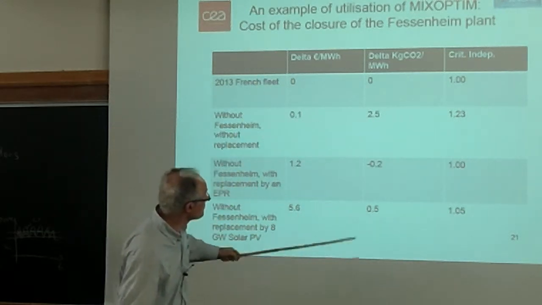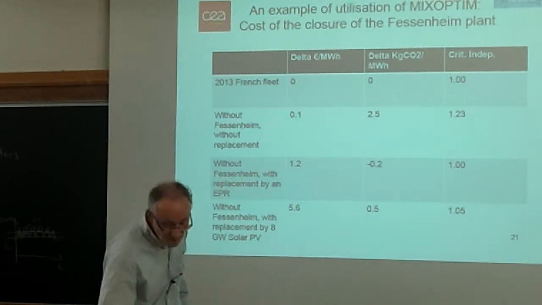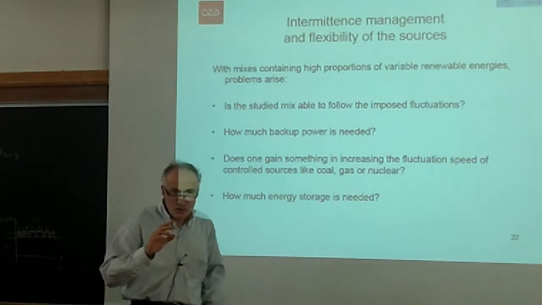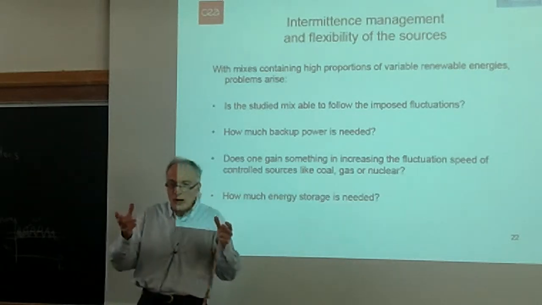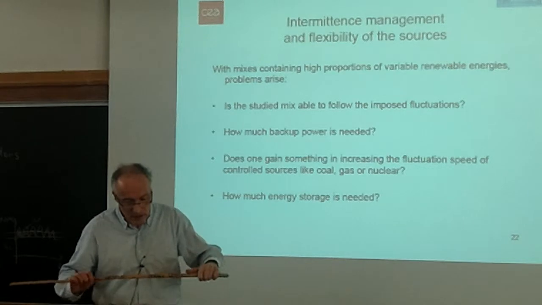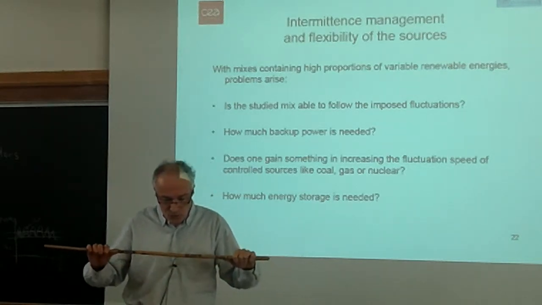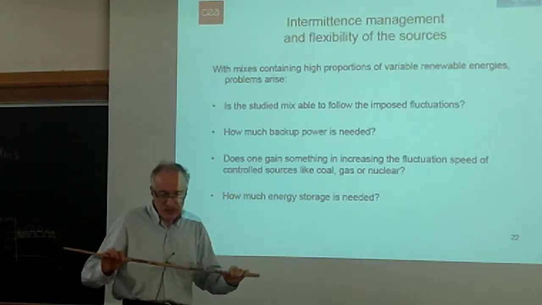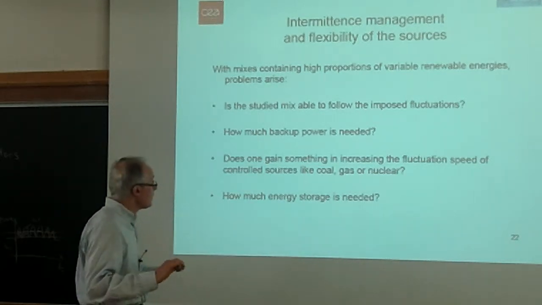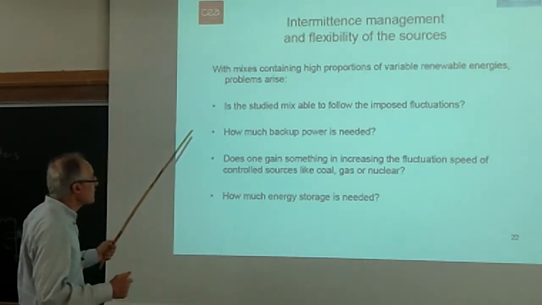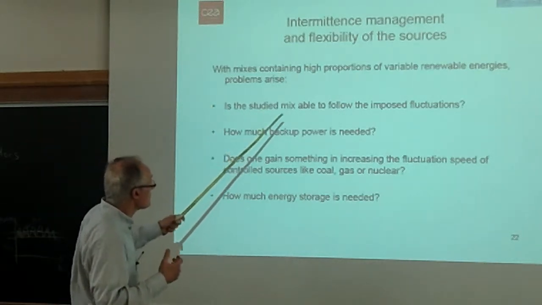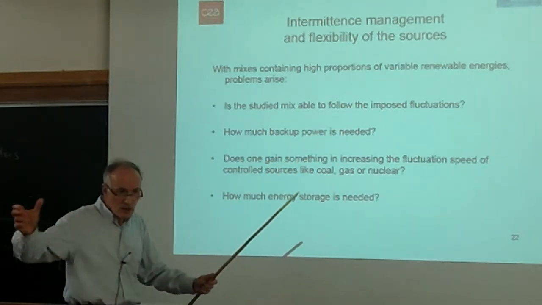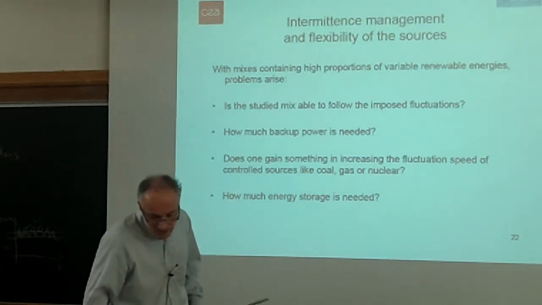We applied mix optim to see what was the cost of the closure of Fessenheim. We can go back. This is just a flash. I would like now to go back to another chapter of mix optim, namely what can we say about the intermittence management and flexibility of the sources? This problem, of course, becomes acute if we increase the proportion of variable renewable energies, if we increase the interconnection between the territory and its neighbors.